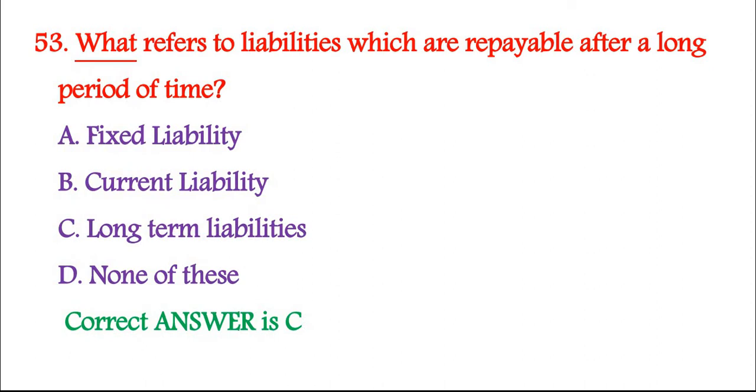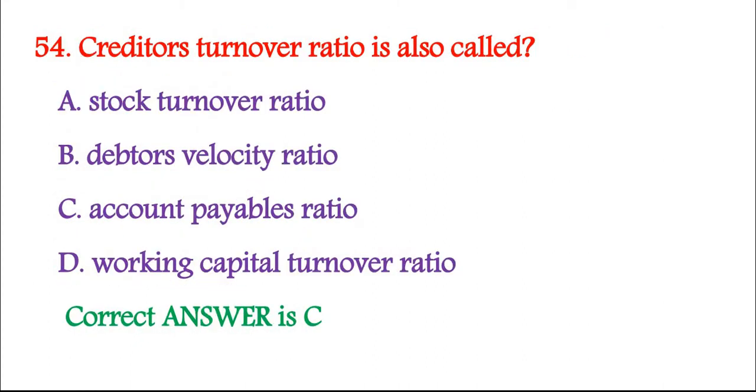53. What refers to liabilities which are repayable after a long period of time? A. Fixed liability, B. Current liability, C. Long-term liabilities, D. None of these. Correct answer is C. 54. Creditors turnover ratio is also called: A. Stock turnover ratio, B. Debtors velocity ratio, C. Account payables ratio, D. Working capital turnover ratio. Correct answer is C.